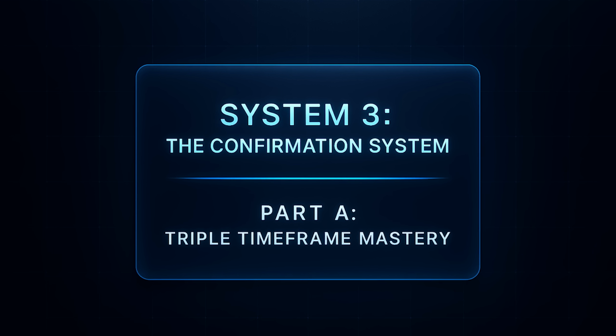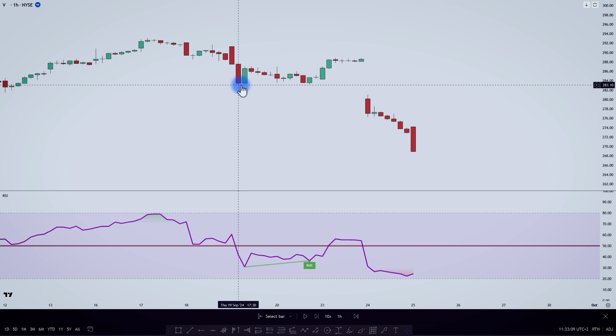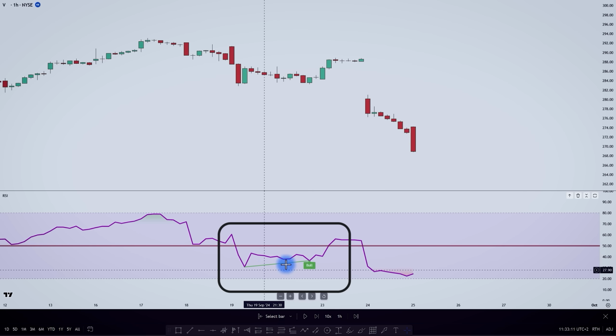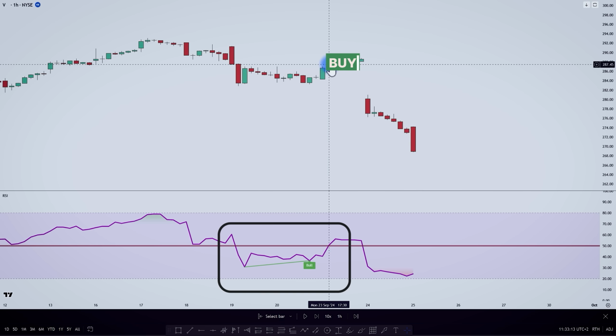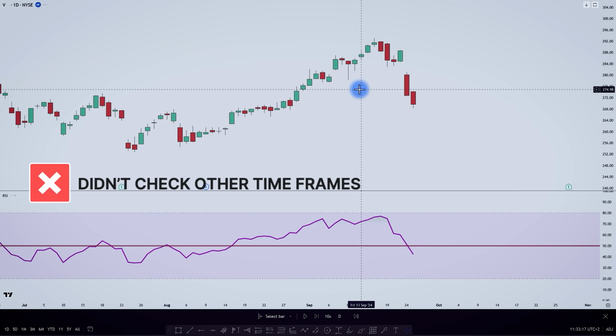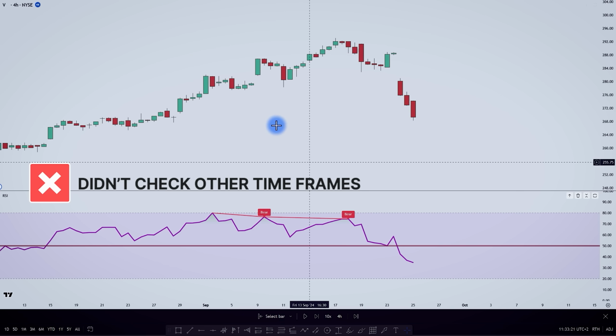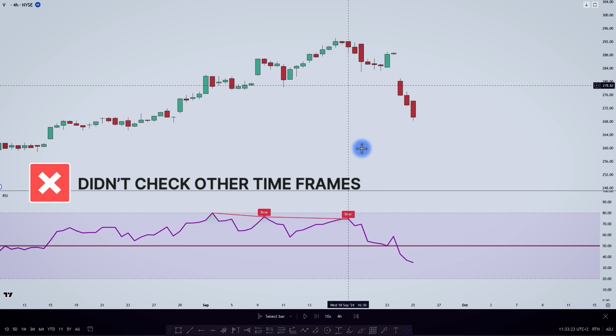Now, one time frame lies, but 3 time frames tell the truth. Here's the problem. You see RSI divergence on the 1 hour and immediately trade it. But you don't check what the daily RSI is doing. You don't confirm with the 4 hour. You are trading blind and wondering why you keep losing.